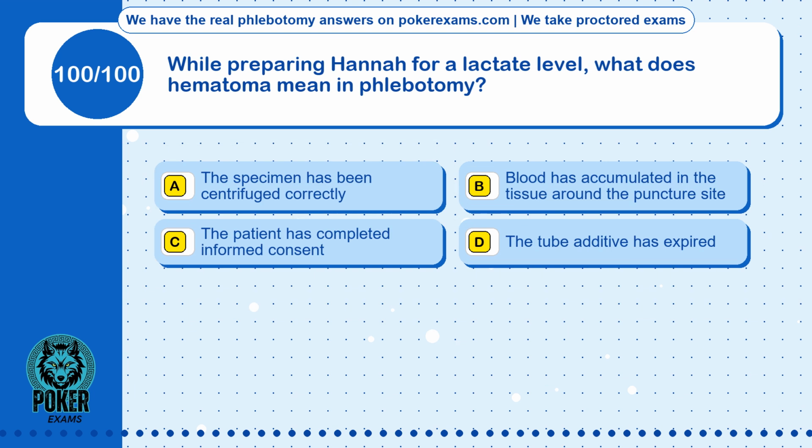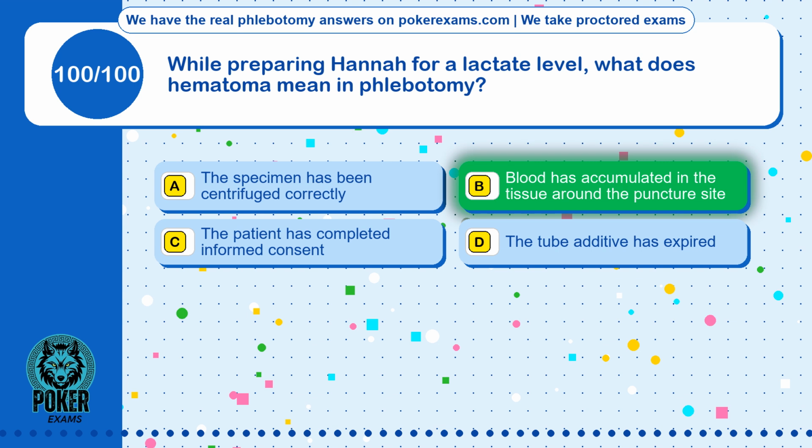Question 100. While preparing Hannah for a lactate level, what does hematoma mean in phlebotomy? Option A. The specimen has been centrifuged correctly. Option B. Blood has accumulated in the tissue around the puncture site. Option C. The patient has completed informed consent. Option D. The tube additive has expired.